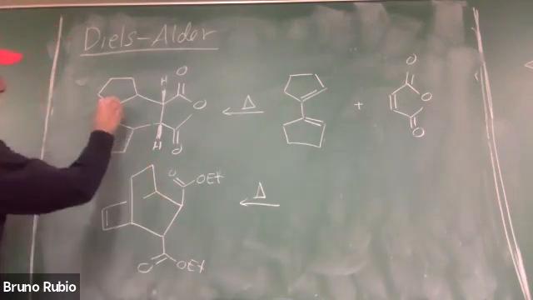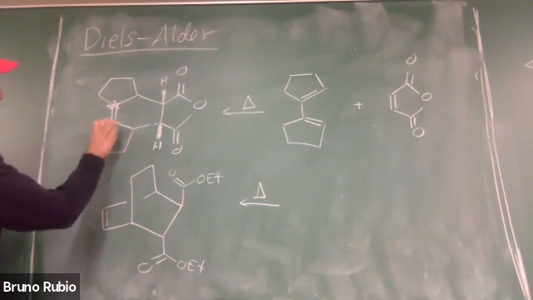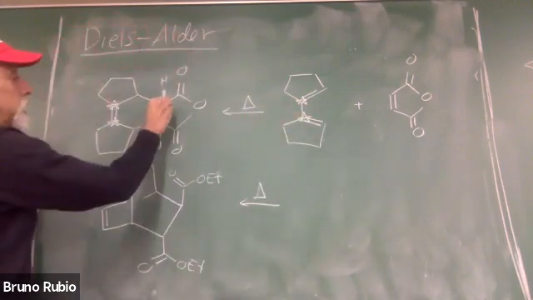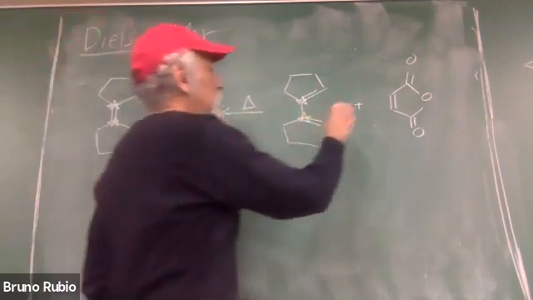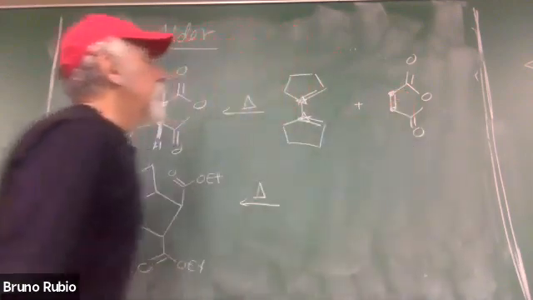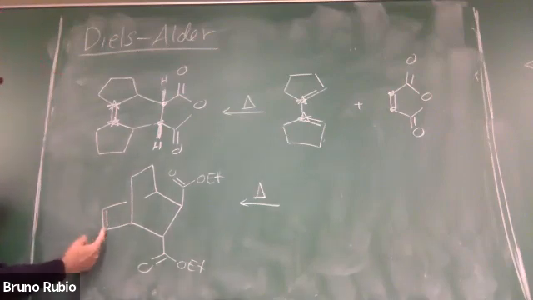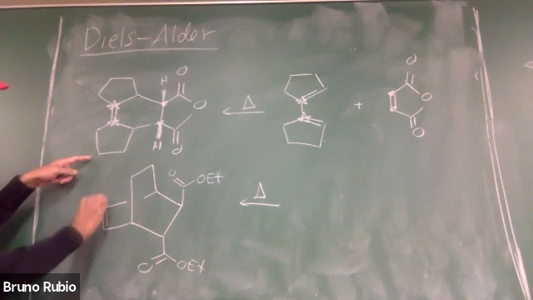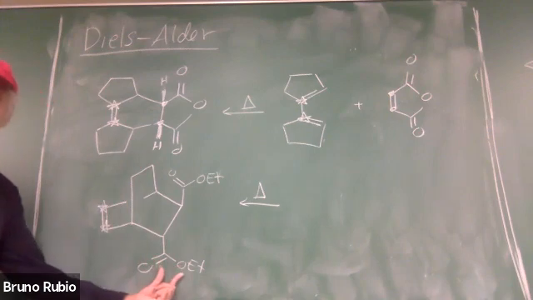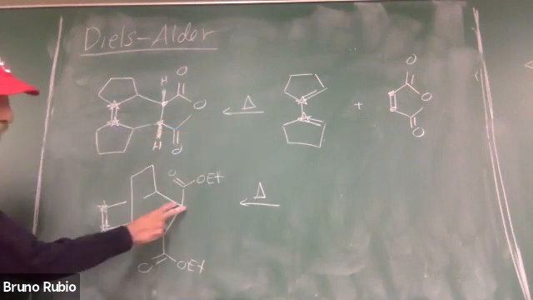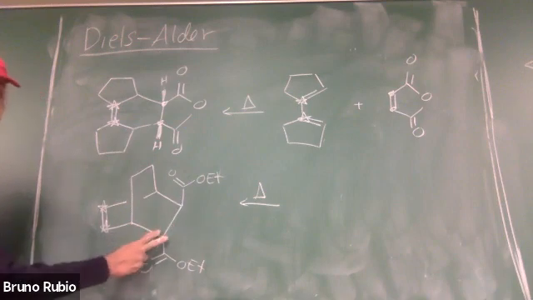Okay, so up here, these two guys were these two guys. They got together to form that new six-member ring. And so here's the double bond that was between those two stars. That used to be a single bond. That's the electron withdrawing group. That's the electron withdrawing group. The dienophile double bond was here, right?